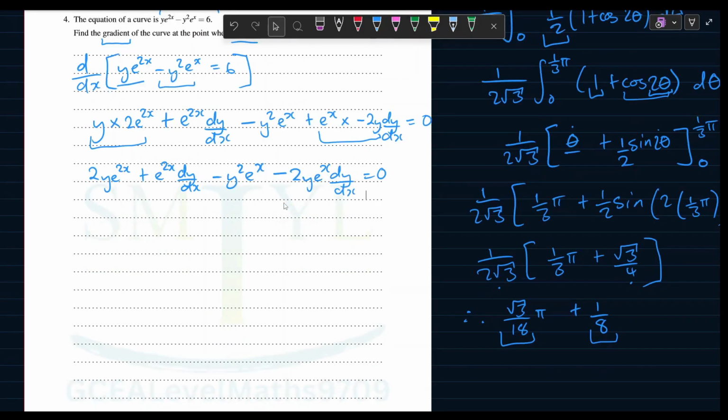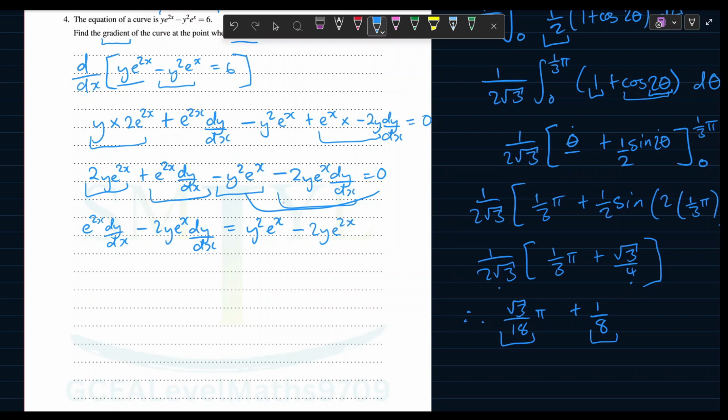All right, so now we want to make dy dx the subject of the formula so that we've got our gradient function. So it means move everything that does not have dy dx to the right hand side. So we're going to keep this term and this term on the left. So that's e to the 2x dy dx minus 2y e to the x dy dx, and this is equal to, that's going to be this term. When it moves to the right, it becomes positive, so y squared e to the x, and this becomes negative, so minus 2y e to the 2x.